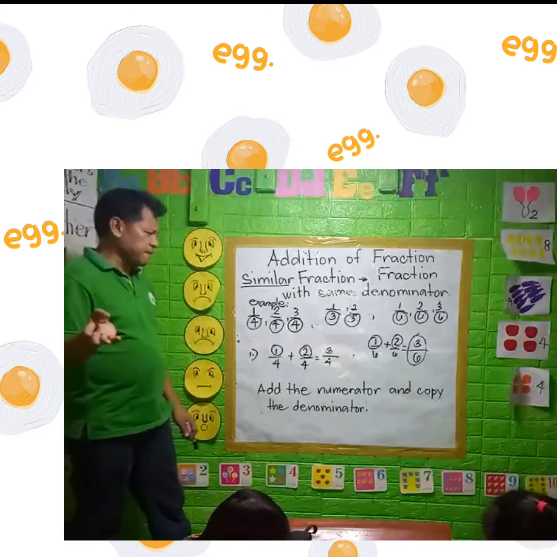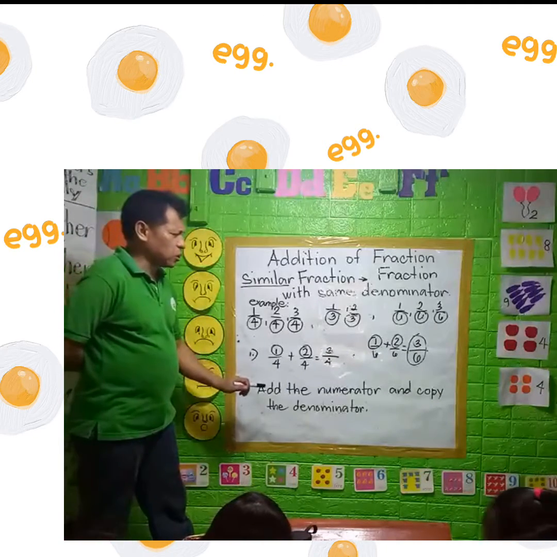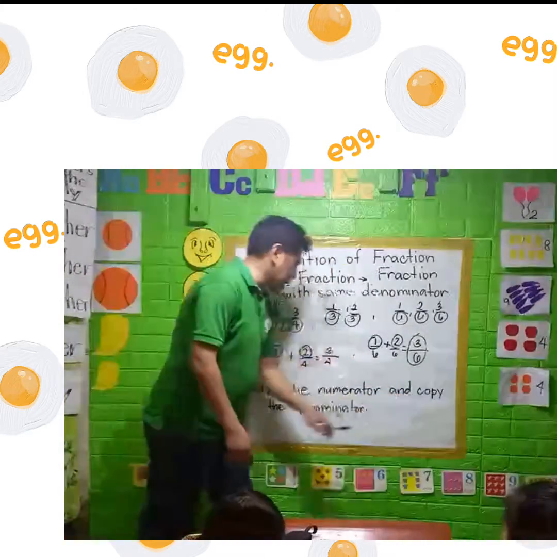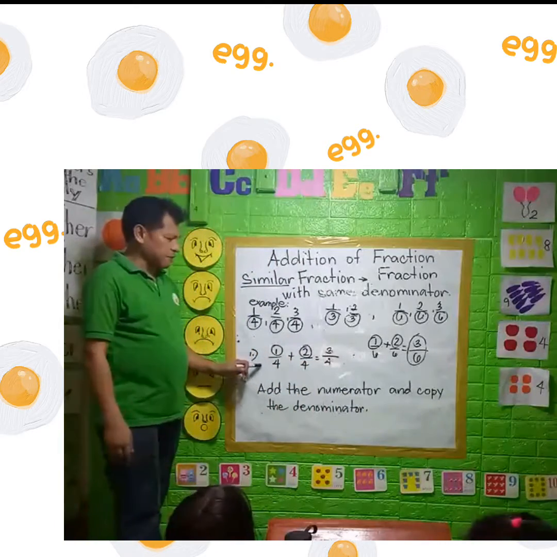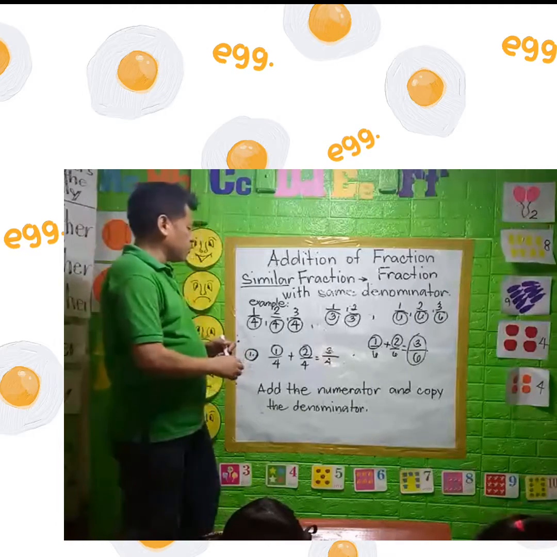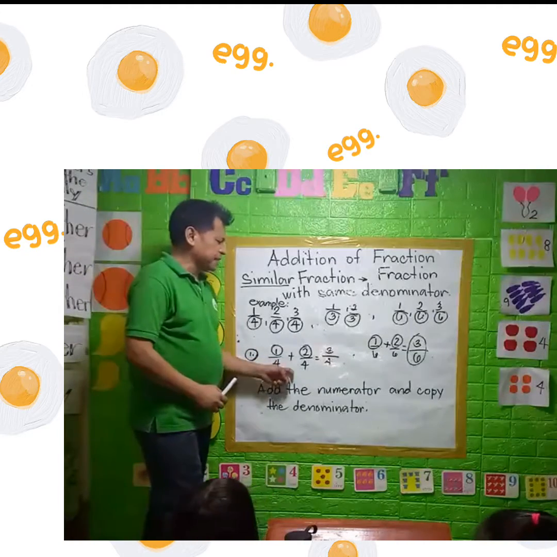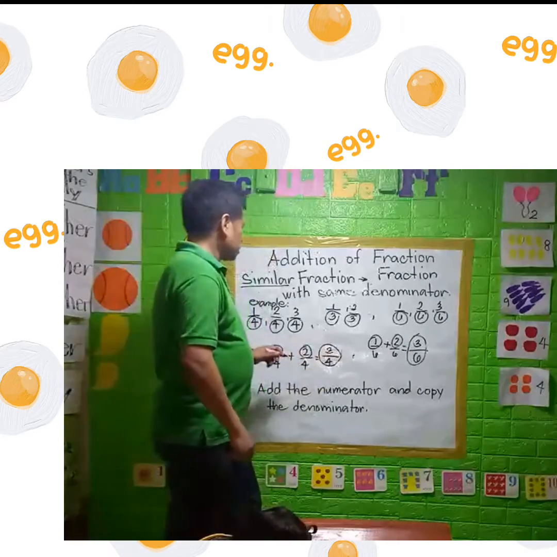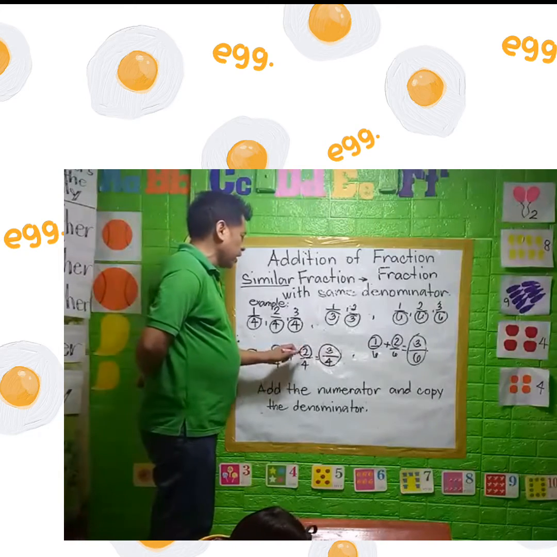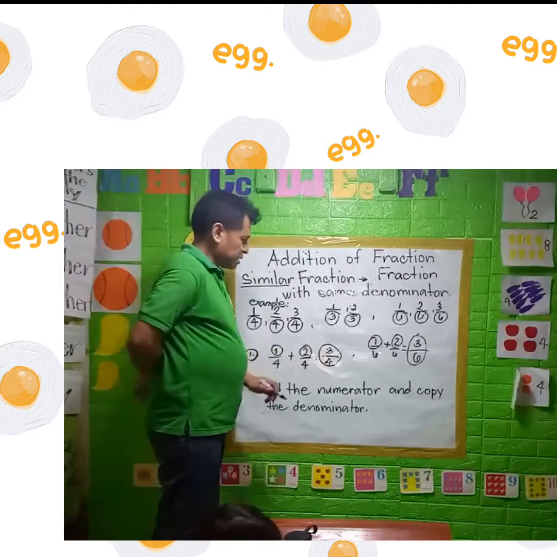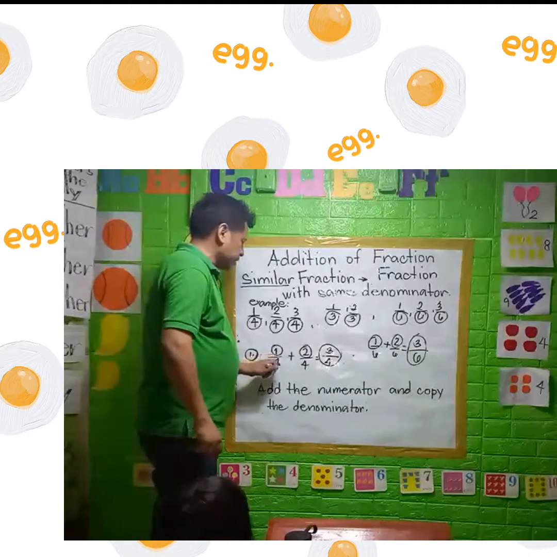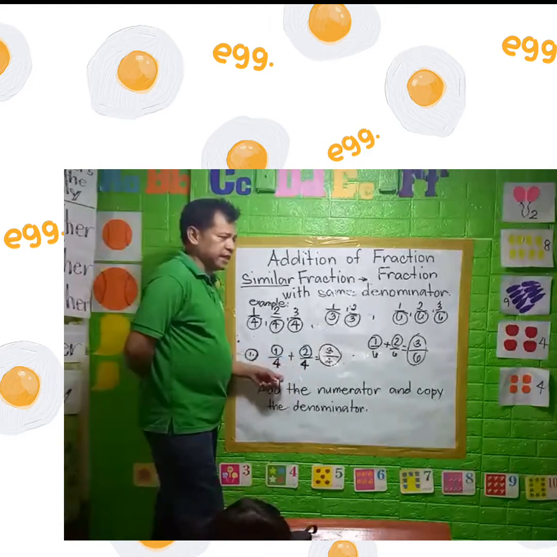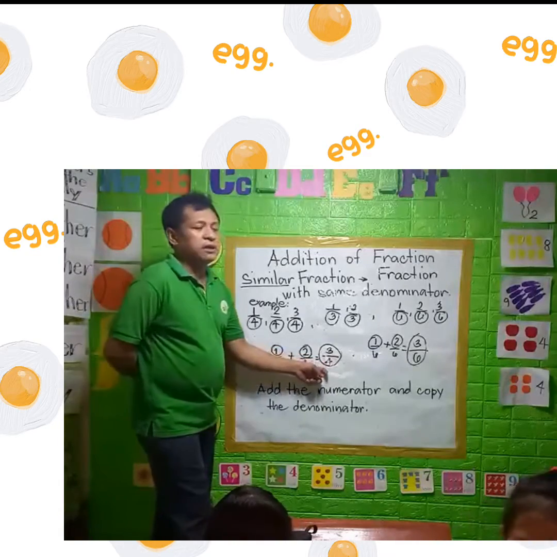Now, as I mentioned a while ago, in adding similar fractions, we just have to add the numerators and copy the denominator. We have here example number 1: 1/4 plus 2/4 equals 3/4. How do we get this 3/4? We just have to add the numerators 1 and 2, which is 3. Then, since these fractions are similar, all we have to do is just copy the denominator. So the answer is 3/4.